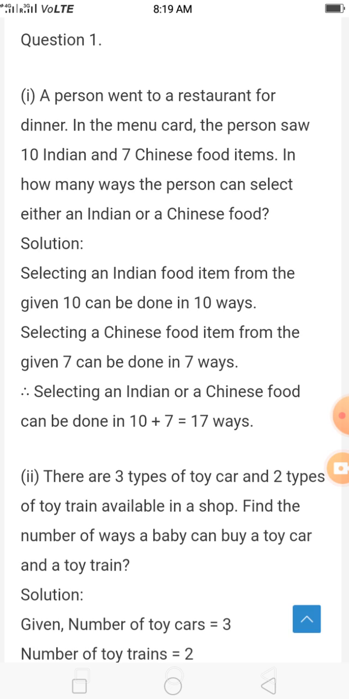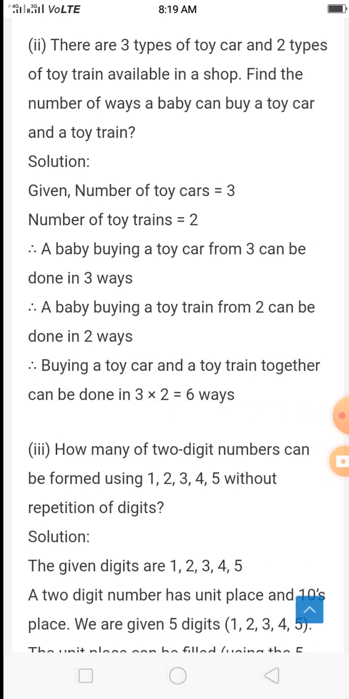So what is our question? Selecting an Indian or Chinese food item, either Indian or Chinese. So OR, which means what I said, plus, addition. Okay, so 10 ways for Indian, 7 ways for Chinese. So 10 plus 7 equal to 17. So 17 ways. That's it. That is the first question.